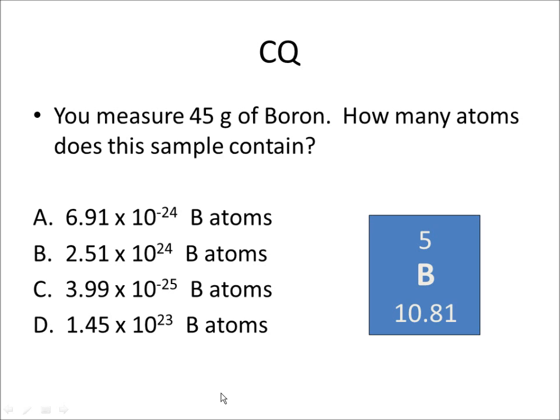All right, you measure 45 grams of boron. How many atoms does this sample contain? Is 45 grams of boron more or less than 1 mole of boron? This is the mass for 1 mole of boron, right? Isn't this like 4 moles or so? Right, because that times 4 is about that. Yeah, C's not, so hang on. There's some interesting math stuff here we should talk about. So it's about 4 moles or so.